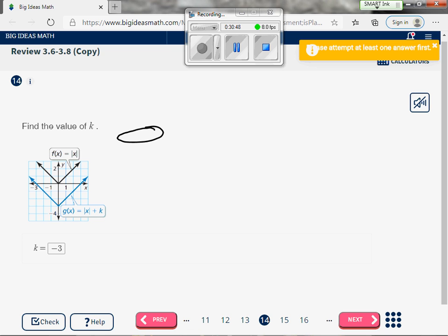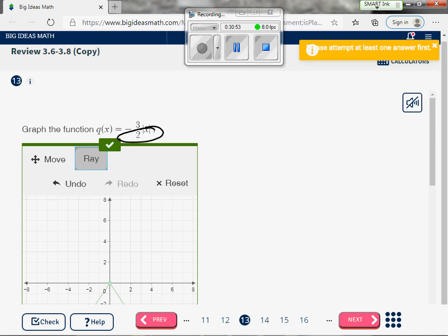It really didn't like that I didn't check these. I don't know why it's not working now. Okay, and that's it.